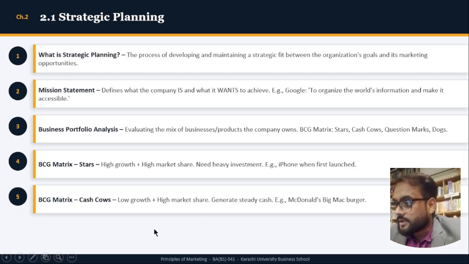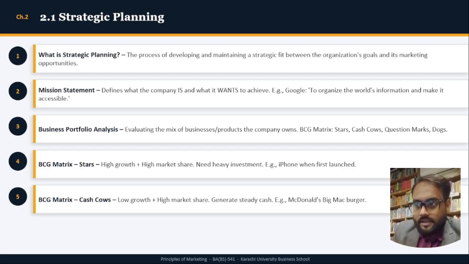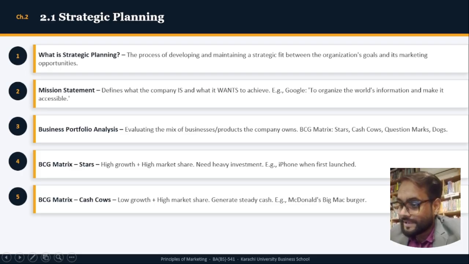Second is the cash cow of the BCG matrix, which has low growth, growing slowly, but a very huge market share. It generates steady cash; this category is stable. For example, McDonald's is stable, generating money from Big Mac burgers. These are examples of the cash cow.